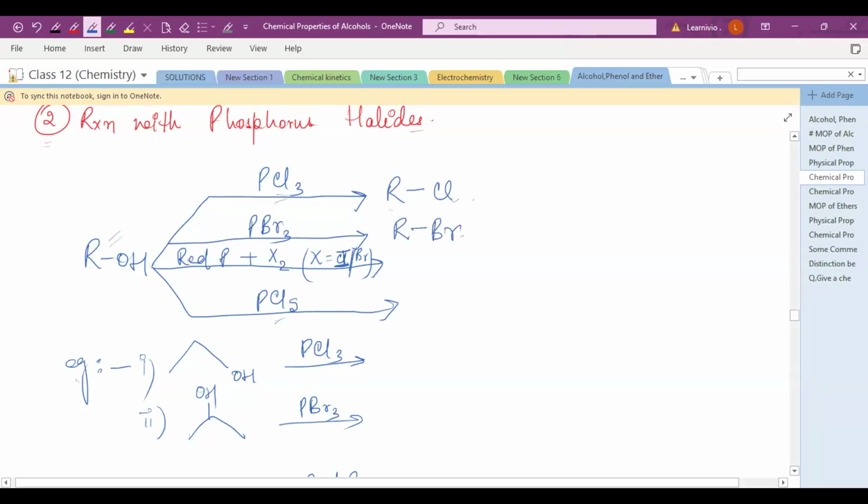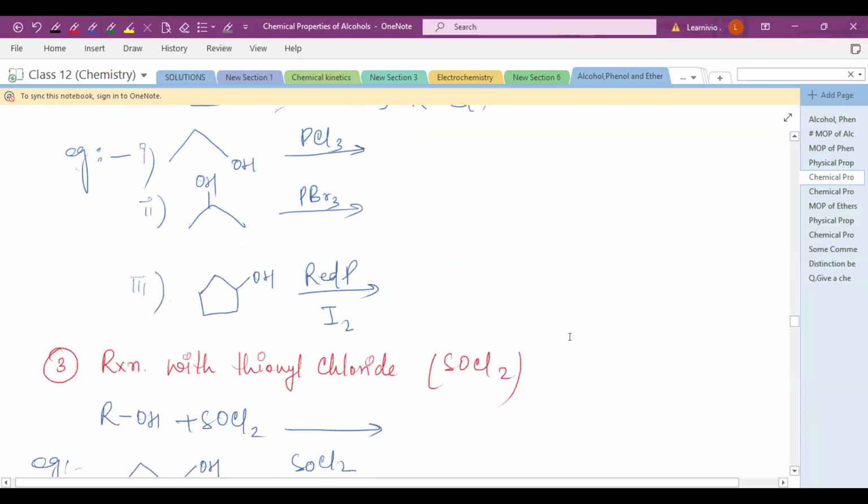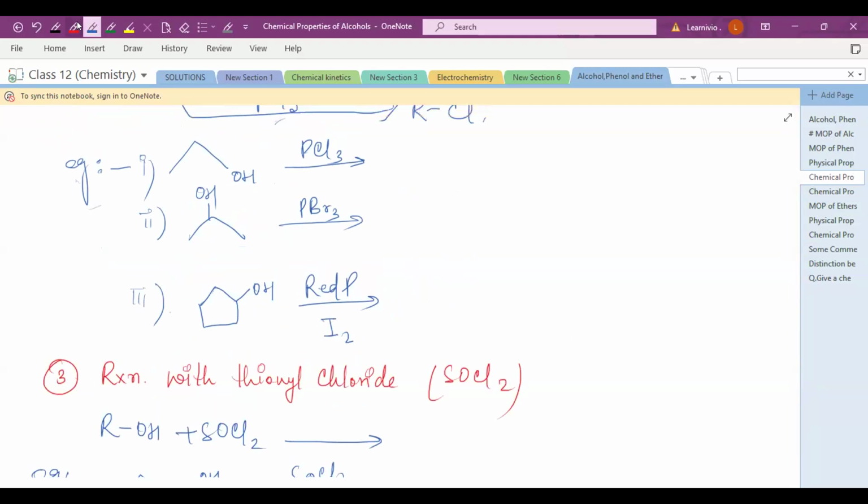Right, phosphorus plus X2, and X2 could be either iodine or bromine. So here again RX will be formed. And in this case, when you react with PCl5, OH will be replaced again by Cl. These are the products. I will not discuss it in detail because I have already done it. So these three.